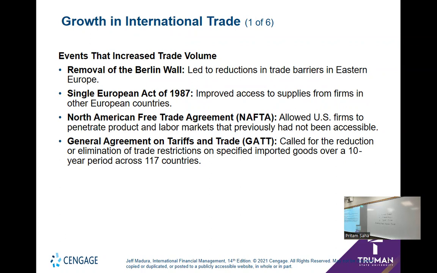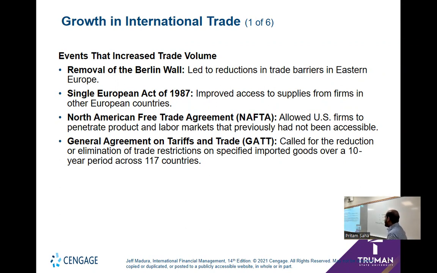Now, the Single European Act of 1987. I believe this is the act so that they can do a lot of trade. If you just go to the book and read it, I think by this act they want to do a lot of trade within the European countries, a lot of export and import within the European countries.